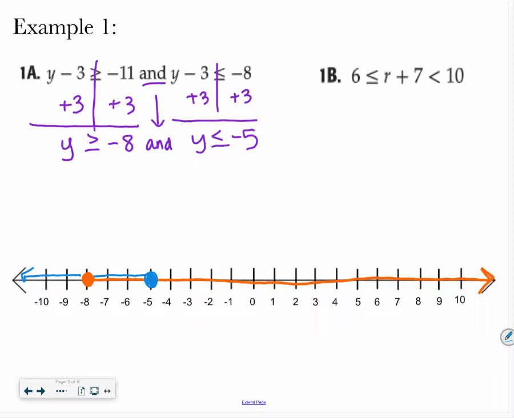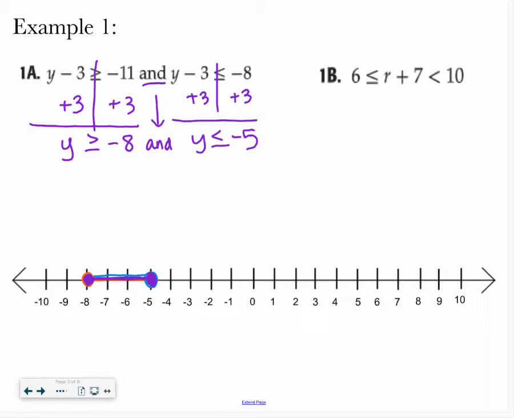And so the way that you finish graphing these is I only care about the part where they overlap. I only care about the intersection. So I can erase this part of the graph and erase this part of the graph because I want my answer to be greater than negative 8 and less than negative 5. So my final answer would be negative 8, and then this part in between ends at negative 5. And that would be the solution to 1a.